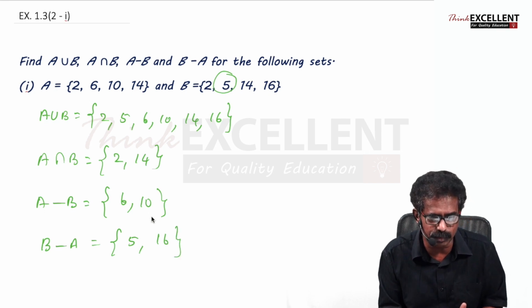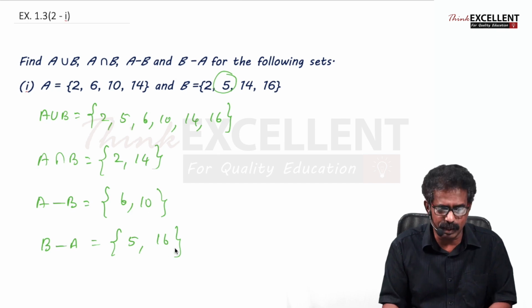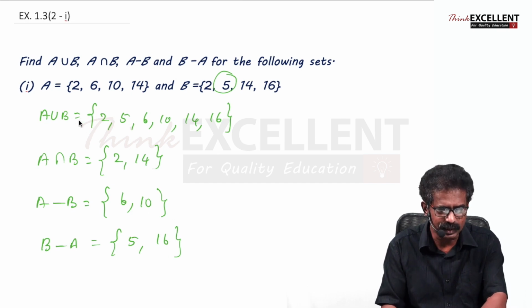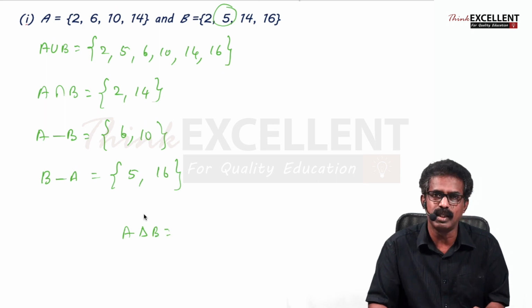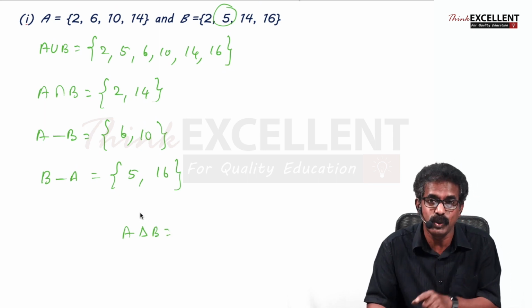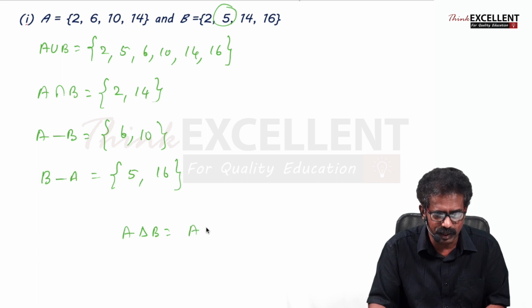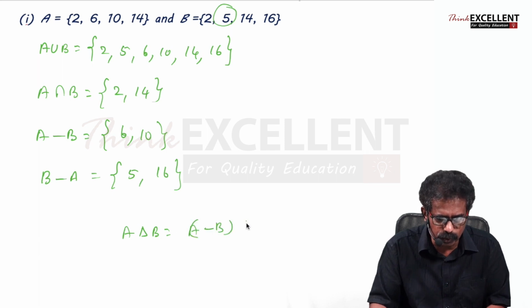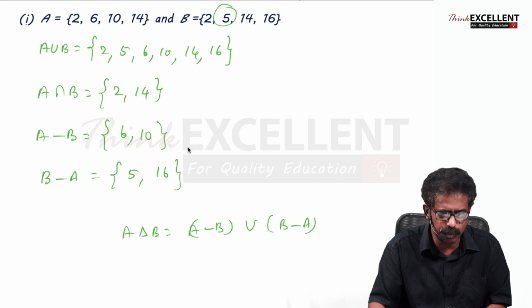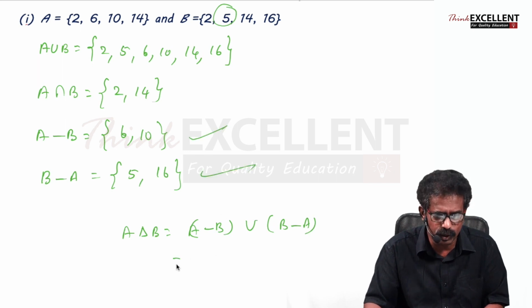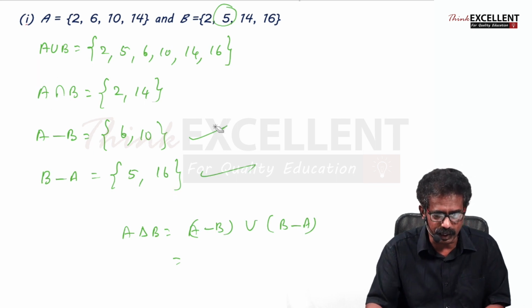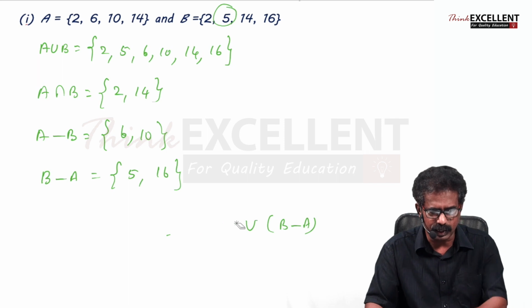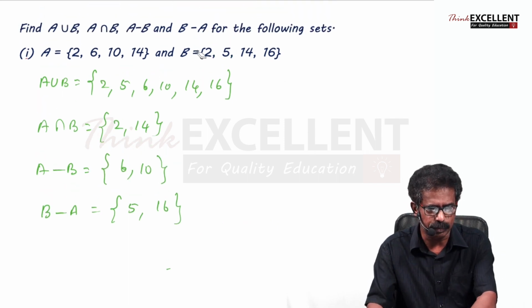They didn't ask symmetric difference, right? If they ask A delta B, what do you do? You find A minus B, you find B minus A, and take the union. Because A delta B, what's the formula? A minus B union B minus A. Both you got it, right? Take the union. Union means write everything: 5, 6, 10, 16. Are you able to understand? Like that you can find symmetric difference also. But in this question, they didn't ask for symmetric difference, so you can stop here.